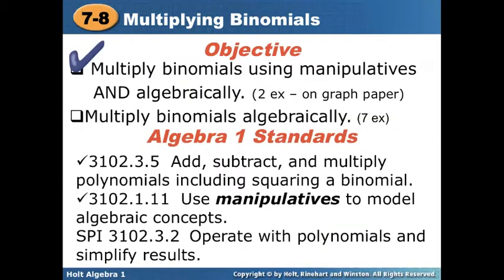This concludes Lesson 7-8, Day 2. We have multiplied binomials using manipulatives and algebraically.